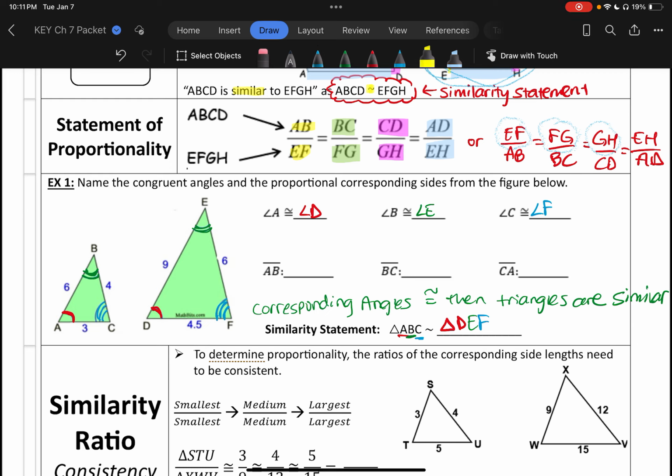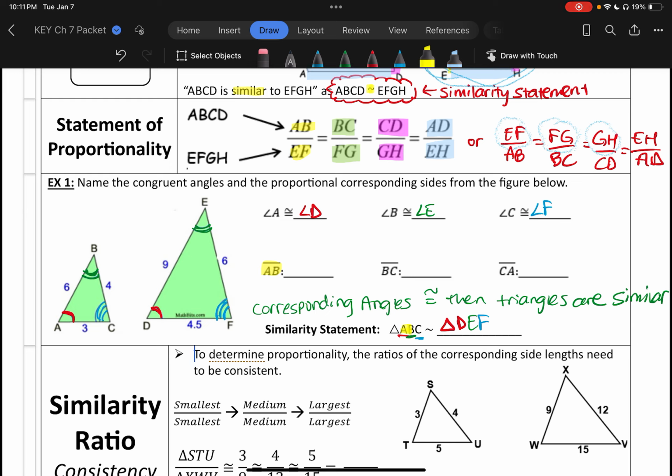So now we're going to take a look at filling in the rest of the blanks. Okay, if I look at this here, AB, you can complete this blank either by looking at the picture or by looking at the similarity statement that we wrote. Take a look here, and we'll explain it both ways. AB is the first two letters.